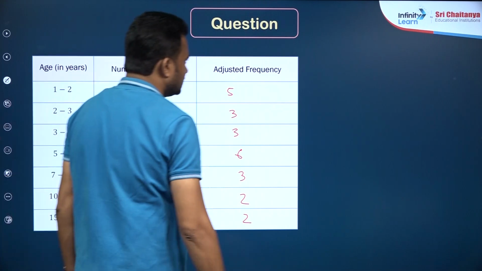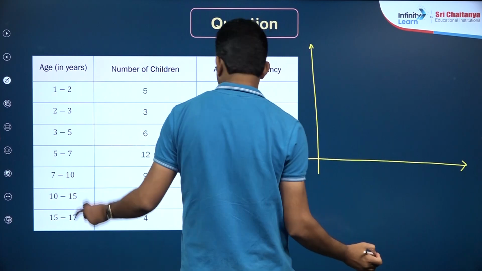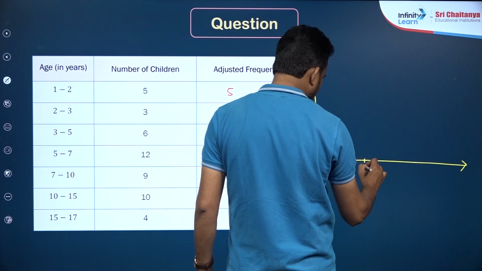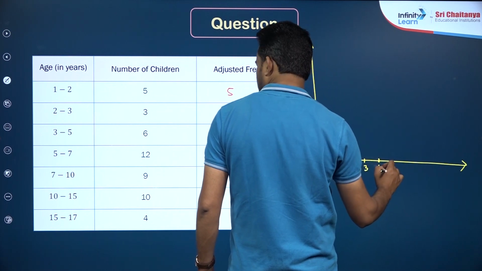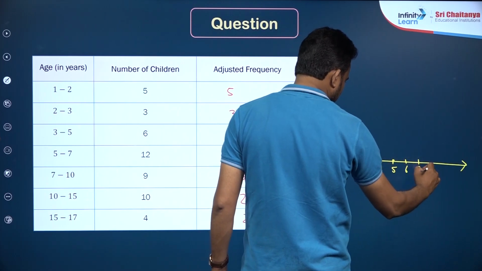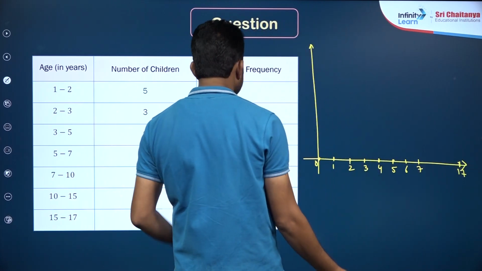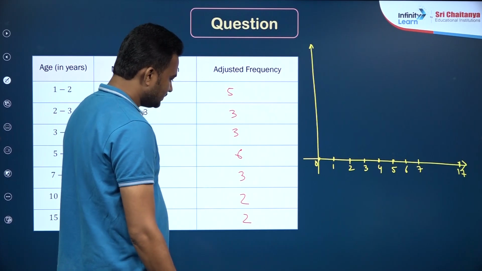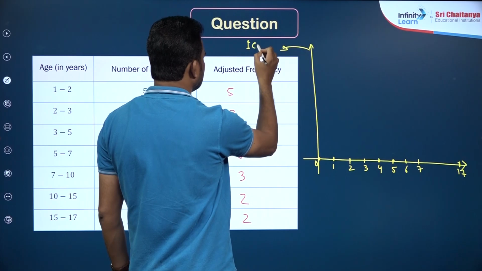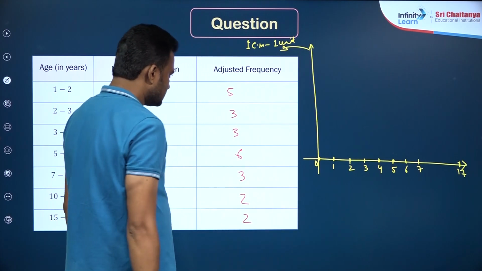So for that, this is our y-axis and this is the x-axis. What are the class intervals? 1 to 2. So this is 0 to 1, then 1 to 2, then 2 to 3, then 3 to 4, till 17, right? Then we have frequencies, so we will use the adjusted frequencies. For the y-axis we use 1 centimeter is equal to 1 unit, and we use the same scaling on the x-axis also, right?